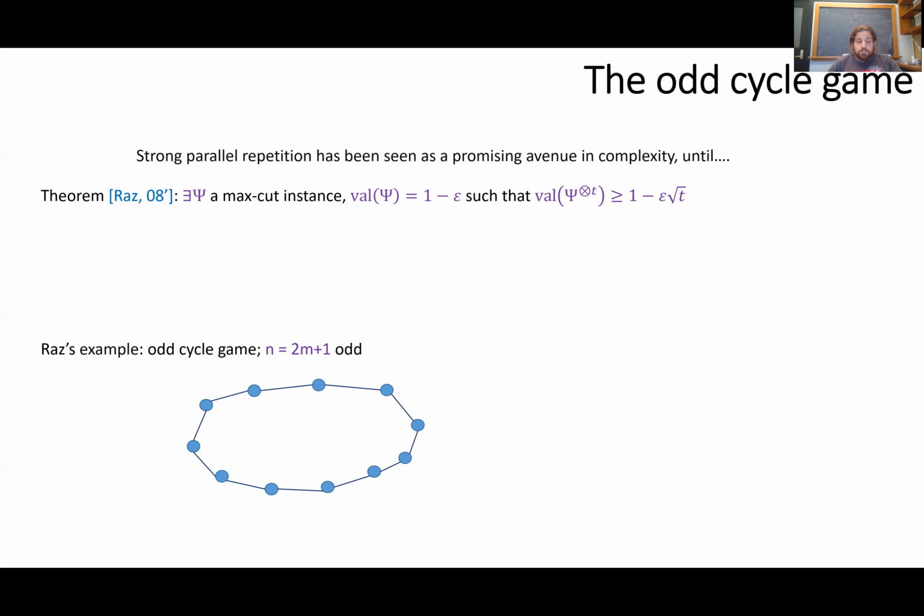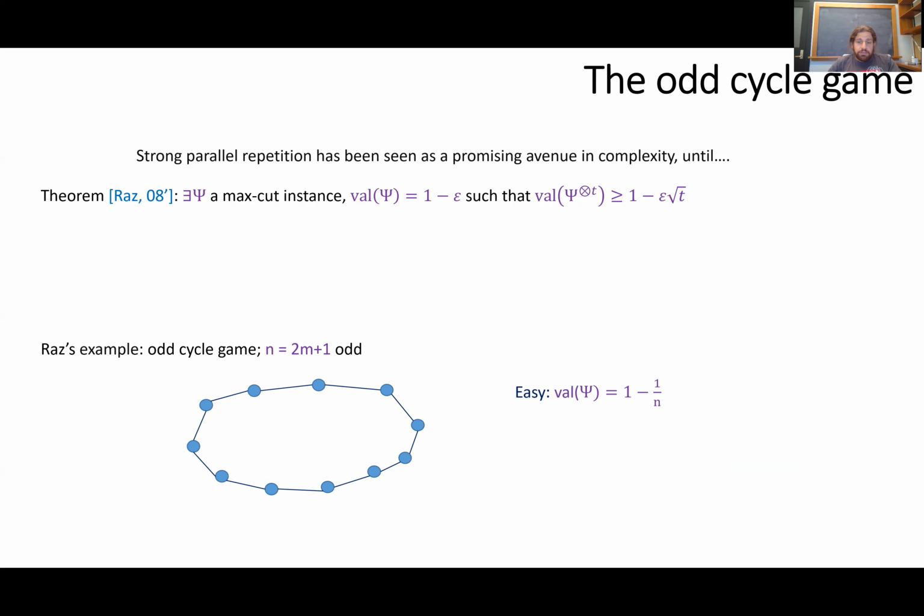So clearly, because this is an odd cycle, it's not a bipartite graph. So whatever bipartition you choose, you have to miss at least one edge. So this is why the value of this game is 1 minus 1 over n. This is easy to show.